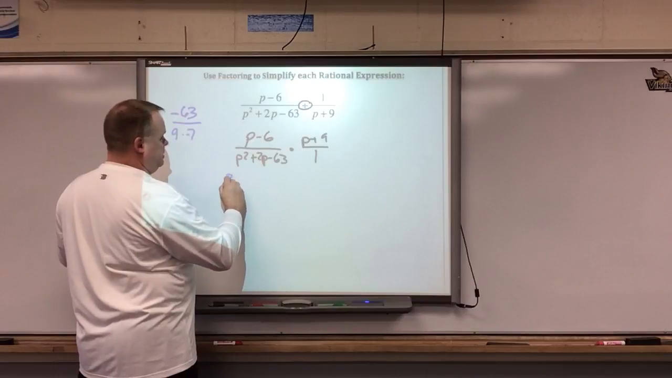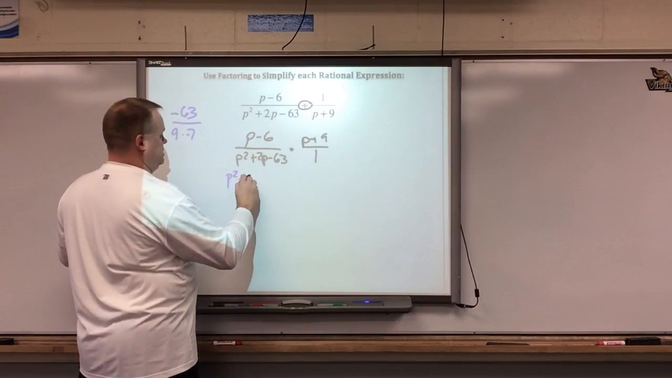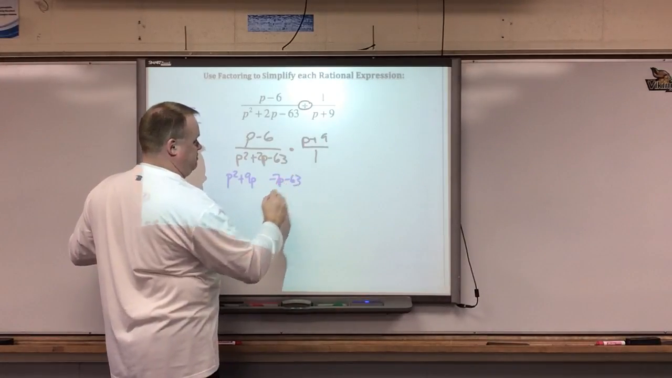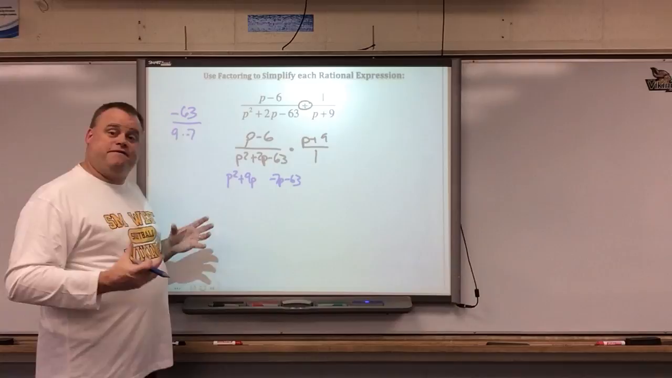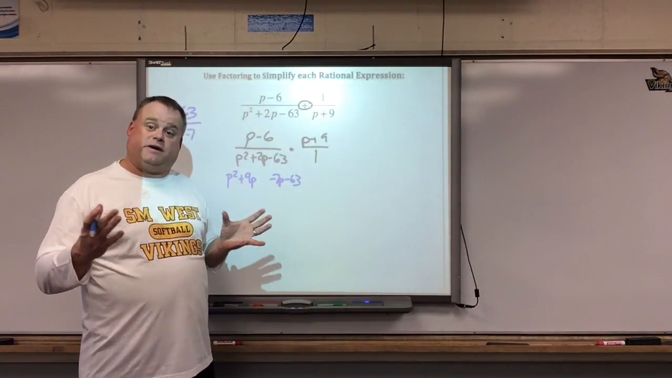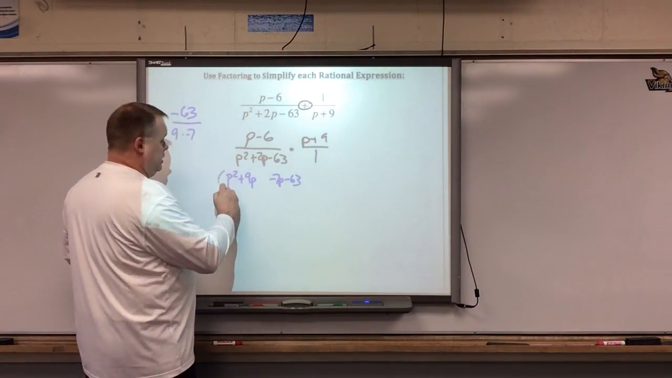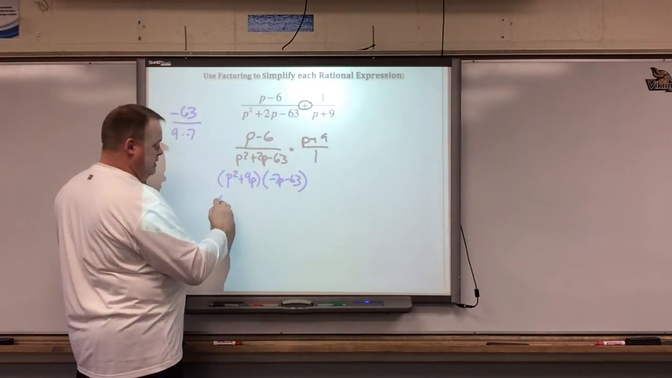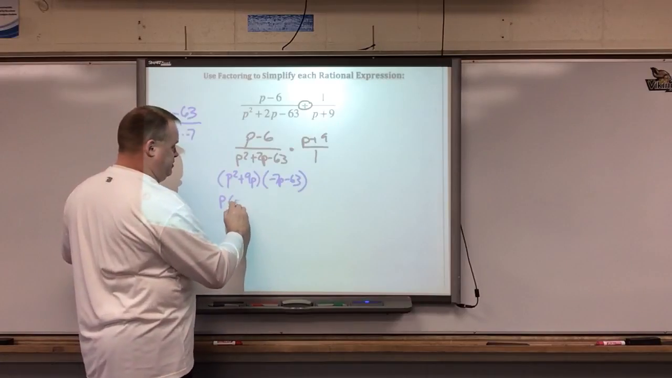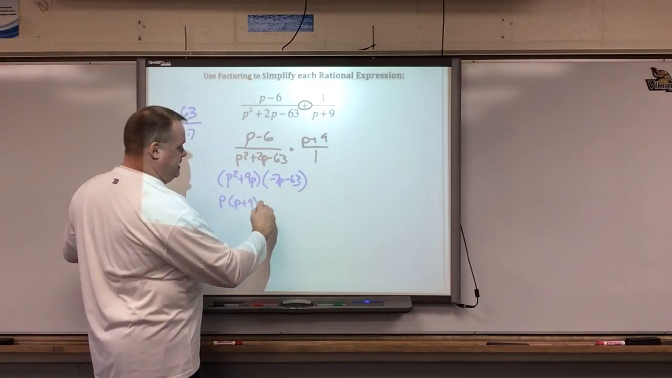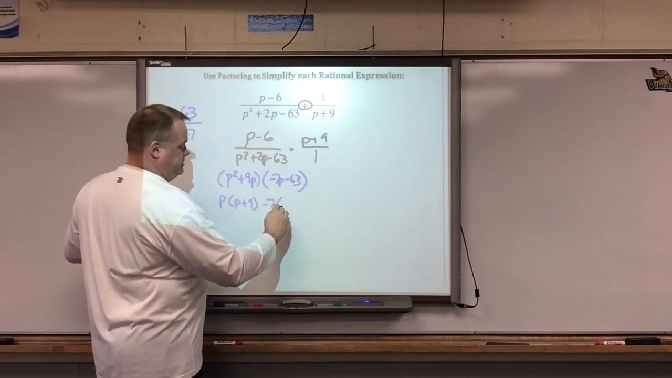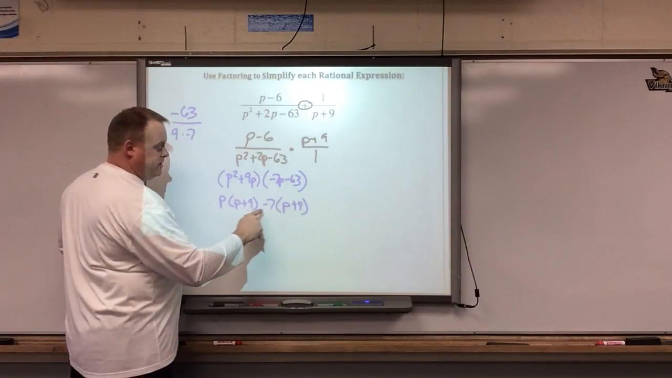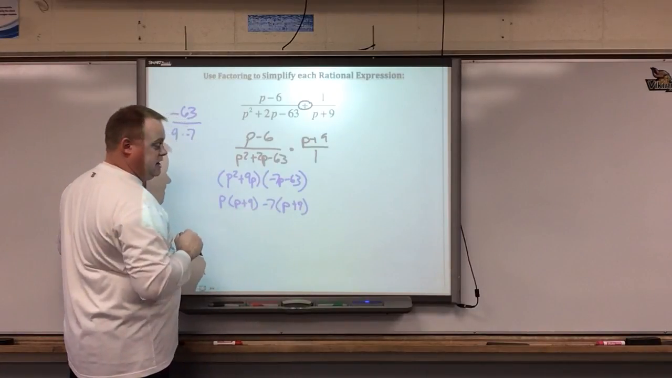So split the middle: p squared plus 9p negative 7p minus 63. Now we are factoring by grouping. So split the middle, factor by grouping. That's what we call it. Here we go. Factor out a p from p squared plus 9p. So that's p times p plus 9. Factor out a negative 7. This becomes p plus 9. Now notice that my two terms are exactly the same, p plus 9 and p plus 9.